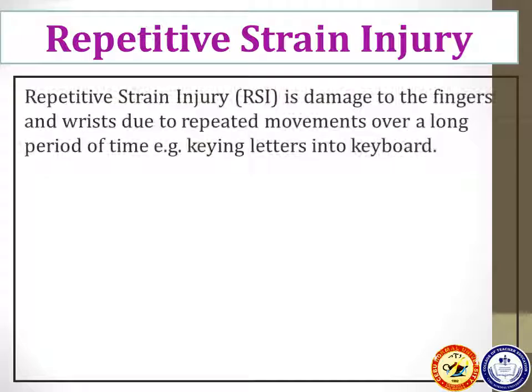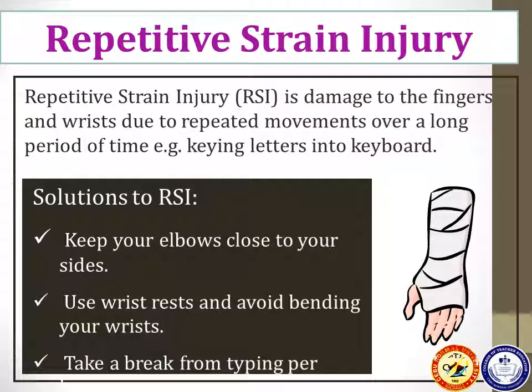Repetitive strain injury. Repetitive strain injury is damage to the fingers or wrists due to repeated movements over a long period of time, one of which would be typing letters into your keyboard. One solution would be to keep your elbows close to your sides. Use a wrist rest to avoid bending your wrist and take a break from typing between documents. Okay? So just to remind you, you should take time resting.